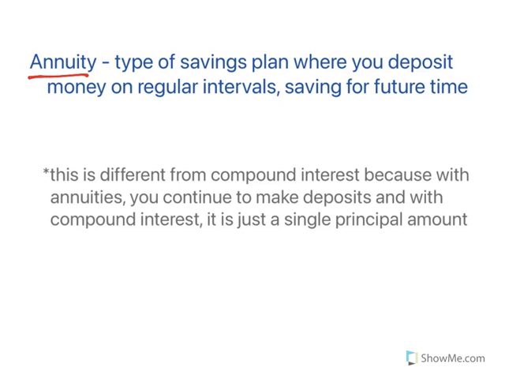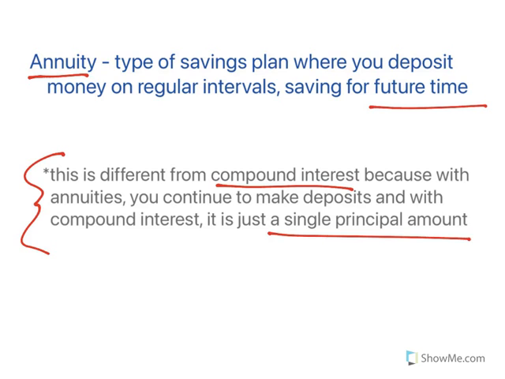So it's like you put $100 a month or $300 a month into this account, and it's an annuity, right? The big thing is you're saving for a future. So it's kind of like a retirement plan, but you have access to it whenever you want. Now, this is different from compound interest because with annuities, you continue to make deposits. It's like a regular thing. Every month I do this over and over. Whereas with compound interest, we're just playing with a single principal amount.